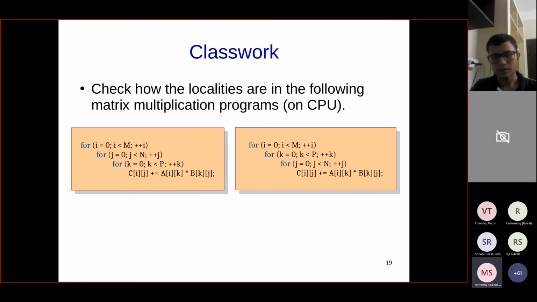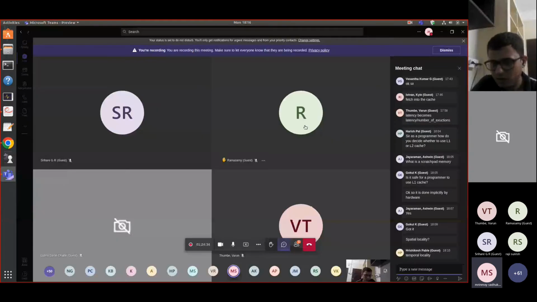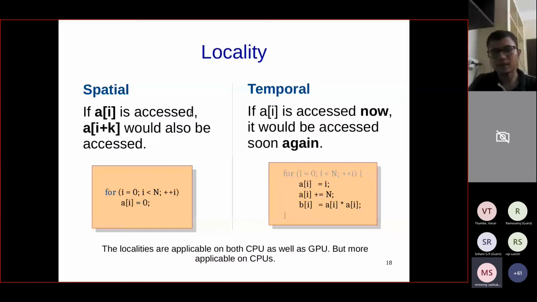So let us do this classwork. First of all, any questions till this point? Okay, there are no questions. Then let's move on.